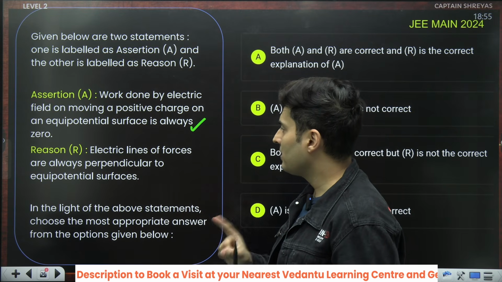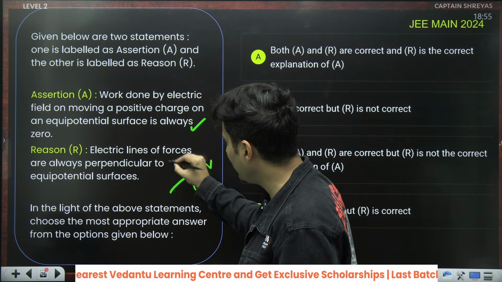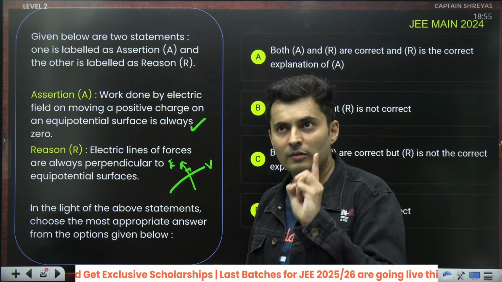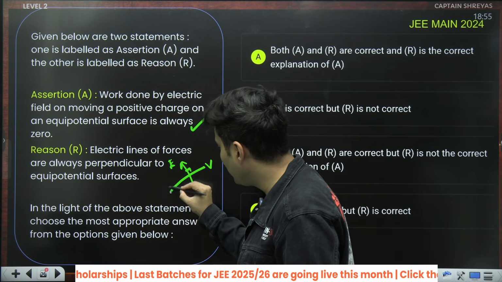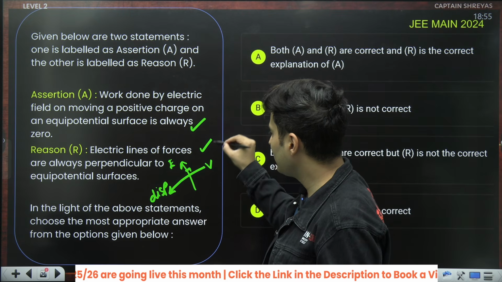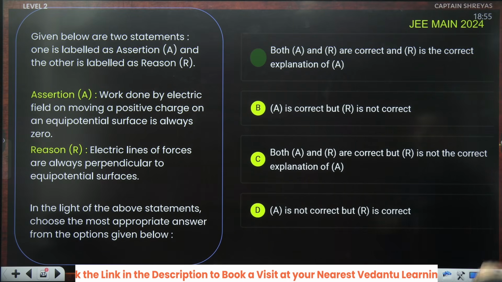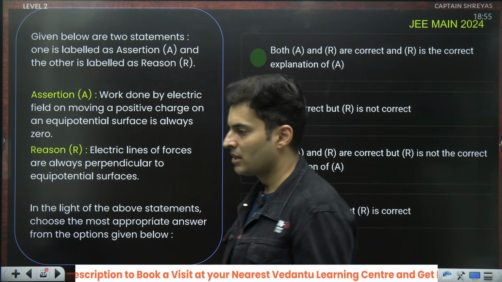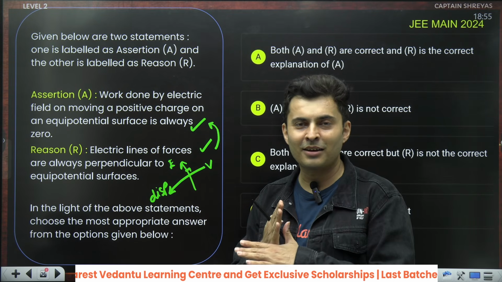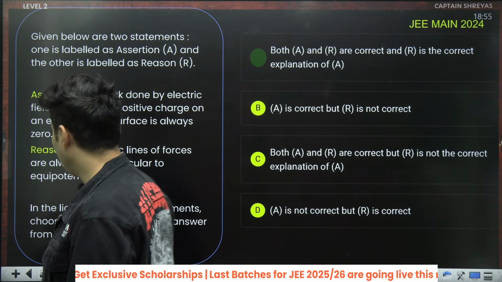Reason: electric lines are always perpendicular to the equipotential surface. Yes, if this is the equipotential surface, electric field lines are always perpendicular, and electric field only creates that force. So if there is no force along the line of that displacement, there will be no work done. So yes, is it explaining it? Yes, definitely. So both are correct, and the reason is the correct explanation. Because if the electric field is perpendicular, the force is also perpendicular, so work done will be 0 when you move it along the equipotential line.